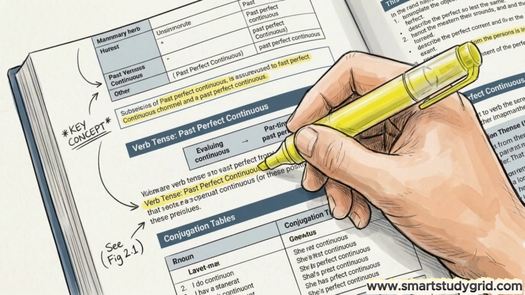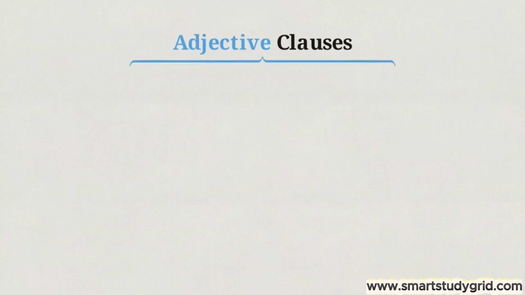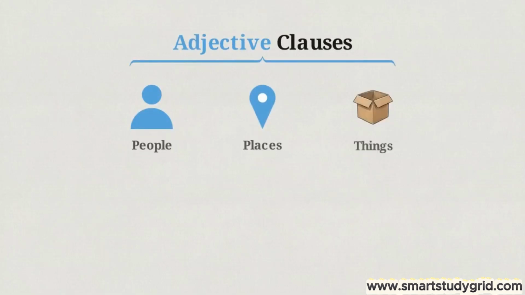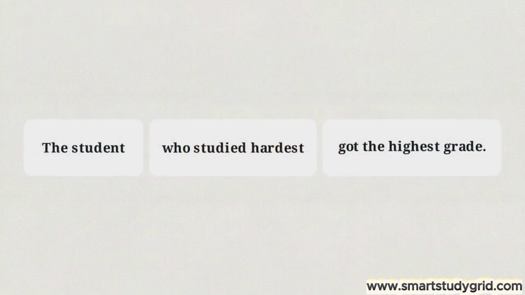Instead of trying to memorize these lists of connector words, look at what the clause is actually doing in the sentence. Adjective clauses describe people, places, or things. Adverb clauses describe actions or conditions. Sometimes this description requires the dependent clause to physically wedge itself right into the middle of the main clause.